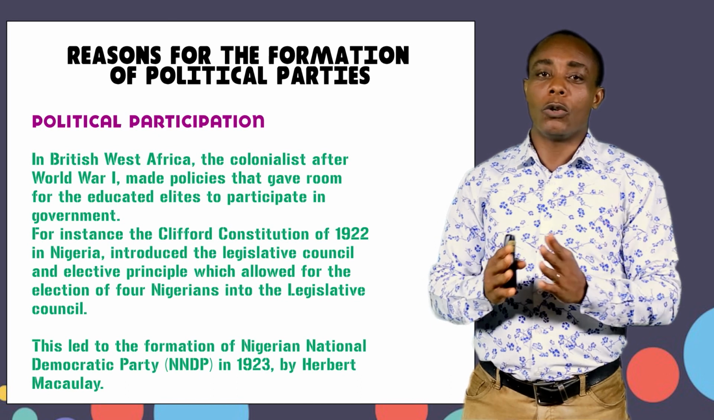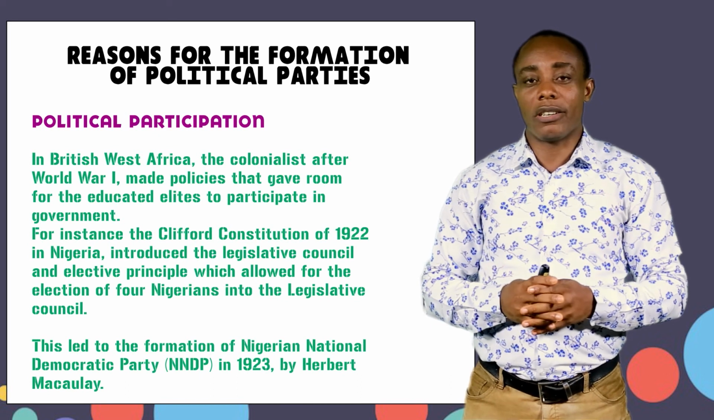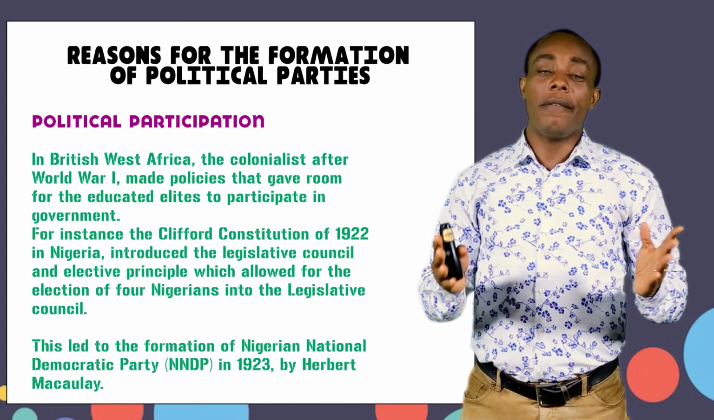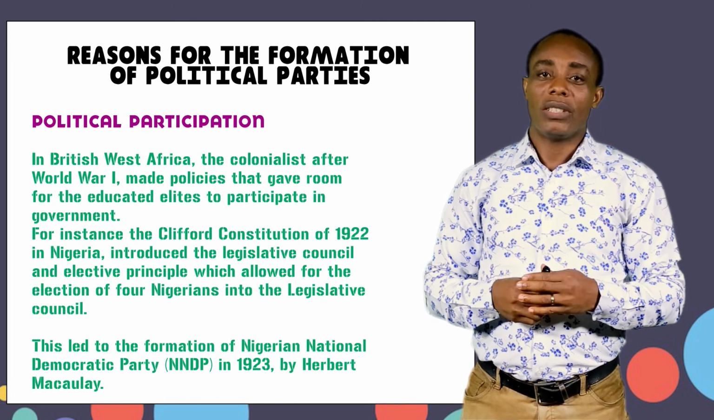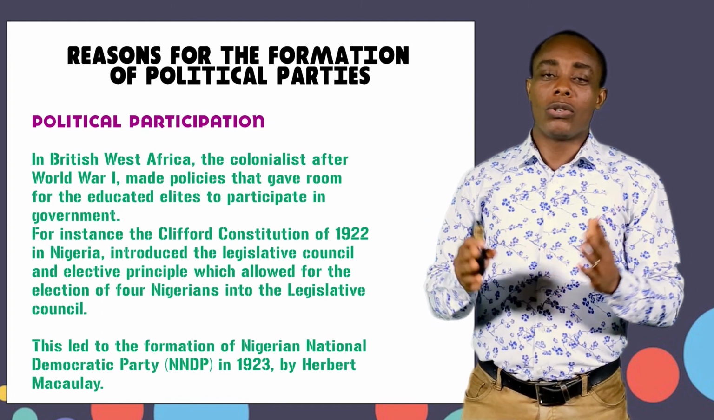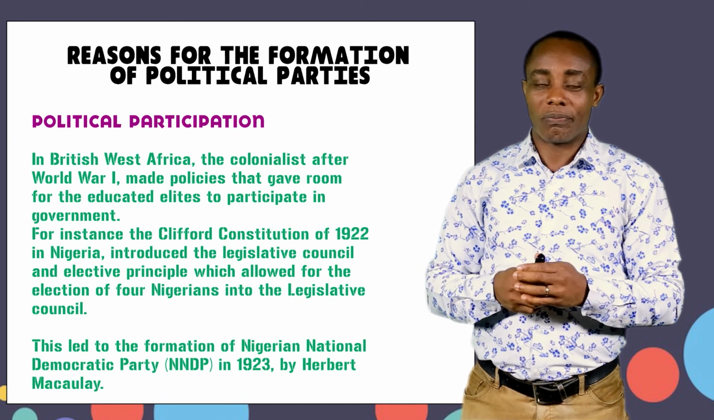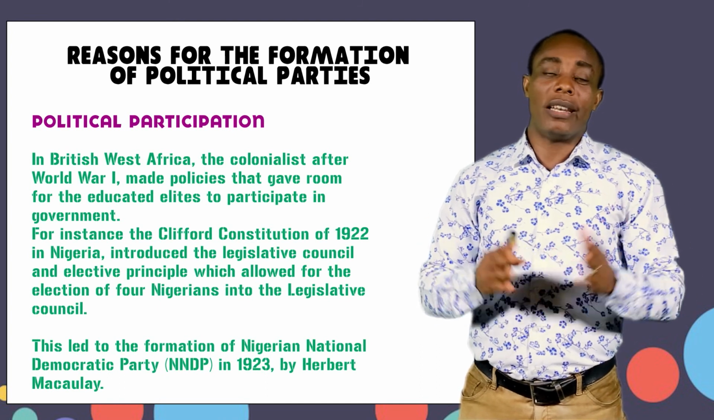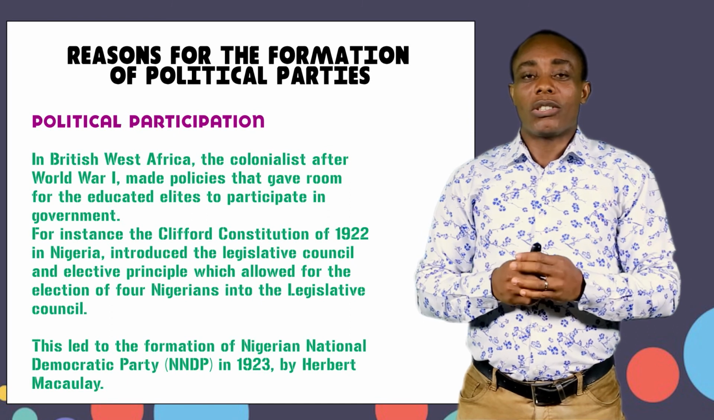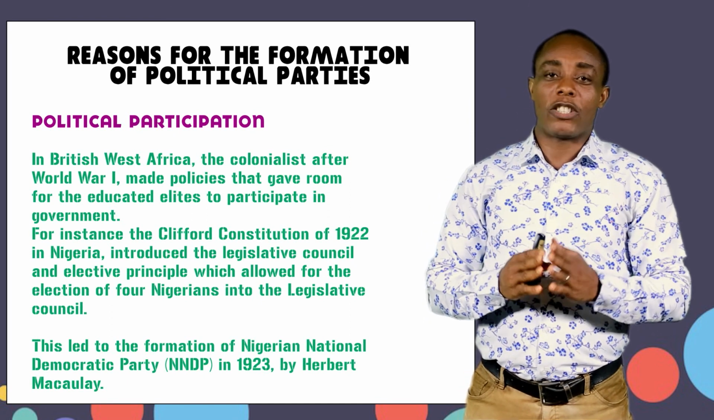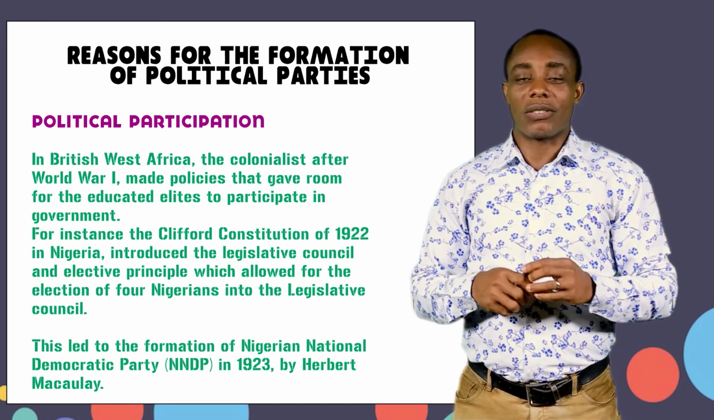After the First World War, the British government introduced policies that favored the participation of the indigenes in political process. For instance, in Nigeria, there was the introduction of the Clifford Constitution in 1922. This constitution produced what was called the elective principle. It created what was also called the Legislative Council. This council required that 4 Nigerians were to be elected into the council.